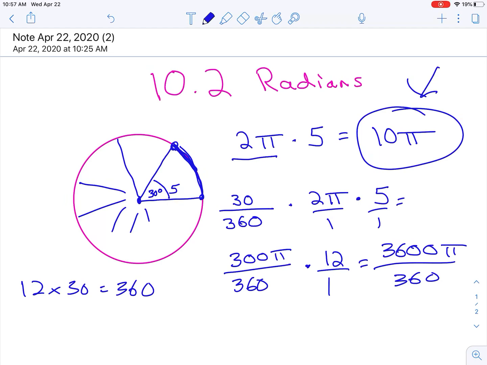So hopefully that made a little bit of sense to you, and that's what's called arc length. You're just taking the portion of the circumference that you needed to know. If this angle was really small, like 10 degrees, you would have 10 over 360, and then you would do it just like you would normally do circumference.